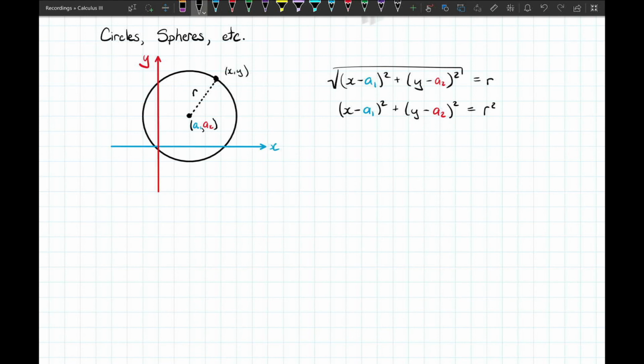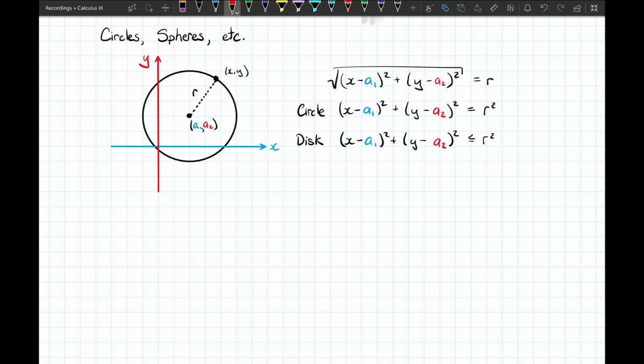And that's just the set of points on the outside of the circle. If we wanted to include all of the points on the inside of that circle as well, instead of calling it a circle, we would call that a disk. The only difference there is that it would include all of the points with a distance less than or equal to r. And since distance is always going to be positive, we could write the equation of the disk as (x minus a1) squared plus (y minus a2) squared less than or equal to r squared.